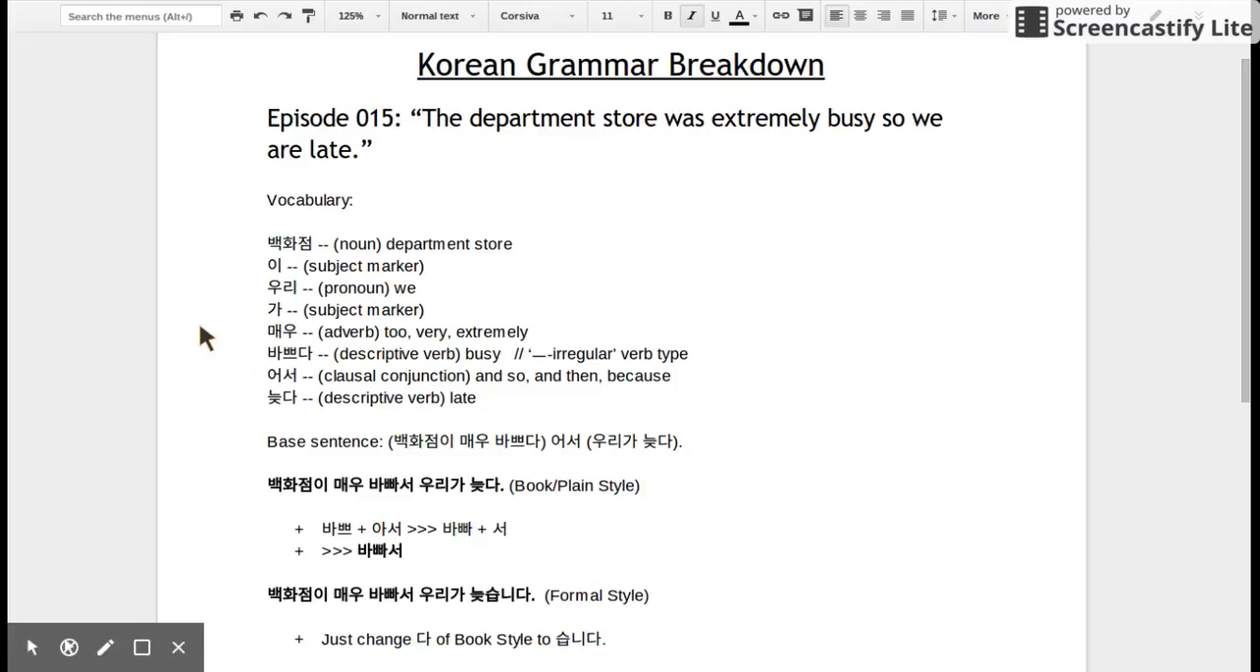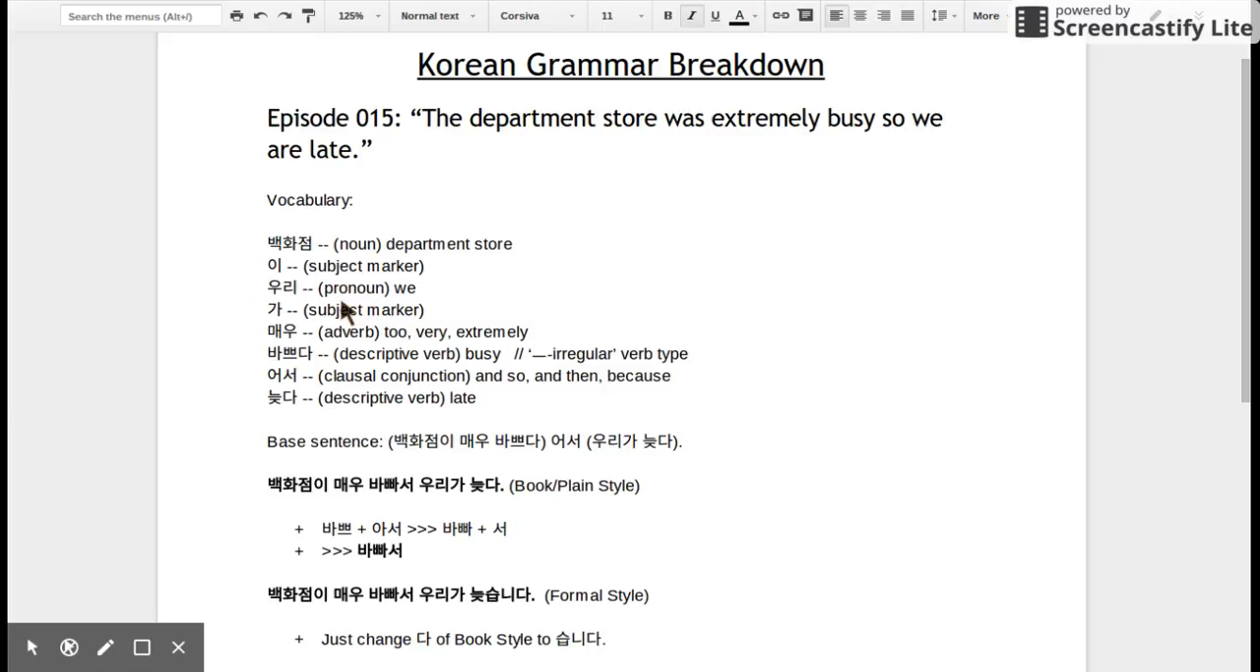The department store was extremely busy, so we are late. Baekwajam, department store. I and ga are both subject markers. I didn't mention this before, but these are both the same marker, and i comes after a consonant and ga comes after a vowel. I would say you all should know this. This is one of the first things you learn when you study Korean. If I was teaching a class, I would probably teach this in the first hour anyway.